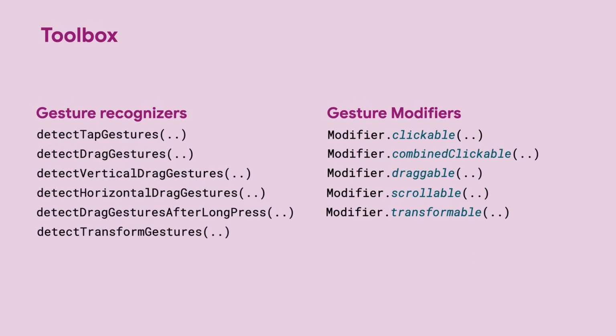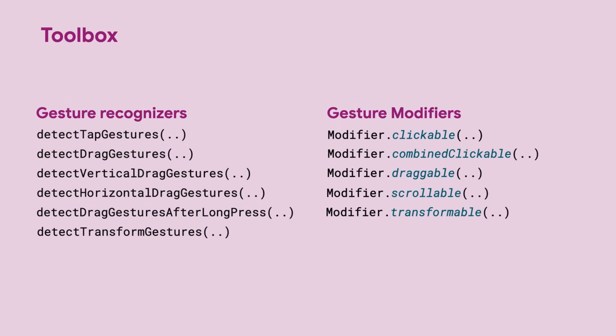This is a common pattern. When you use the various detect methods on the left, you're purely recognizing gestures. If you use a high-level modifier such as clickable or draggable, they include support for other types of input as well. In general, try to use the gesture modifiers and use the gesture recognizers only if there are good reasons to. We'll see some of these reasons later in this talk.